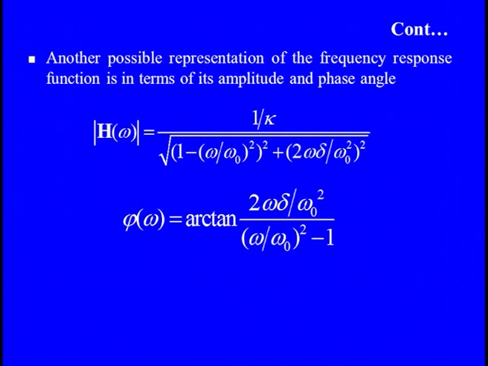Even if we look towards the other possible representation of the frequency response function, we can divide it not into the imaginary and the real, but into amplitude and phase. So the overall amplitude of this frequency response function, as we already discussed, is 1 by k times the square root of (1 minus (omega over omega 0) squared) whole squared plus (2 omega delta over omega 0 squared) whole squared. And the phase is nothing but tan inverse of 2 omega delta by omega 0 squared divided by (omega 0 squared minus 1).